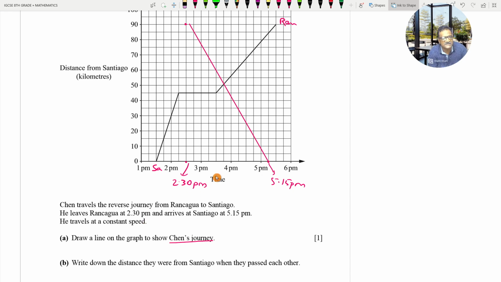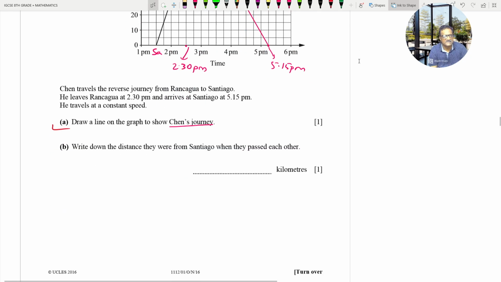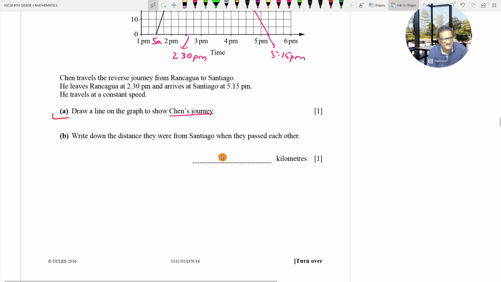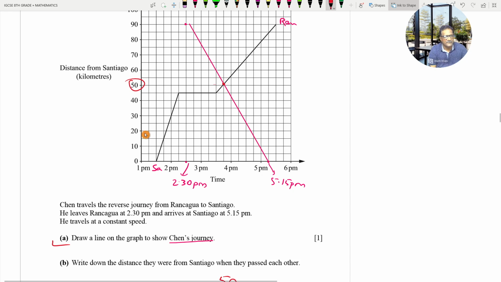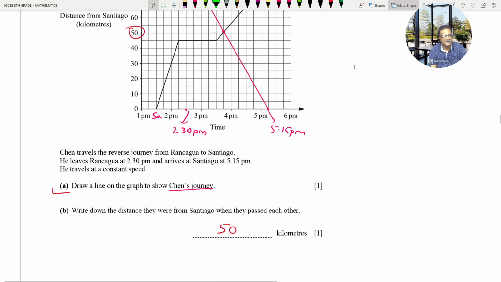Now B part of the question is asking you to write down the distance they were from Santiago when they passed each other. This is that point when they passed each other. Now this point is at what distance? Roughly you can see that here this distance is 50, isn't it? So the answer for the distance when they pass each other will be 50 kilometers from Santiago, from the starting point, that is from the bottom. So that was question number 11.